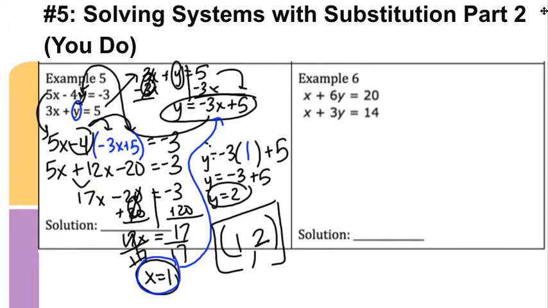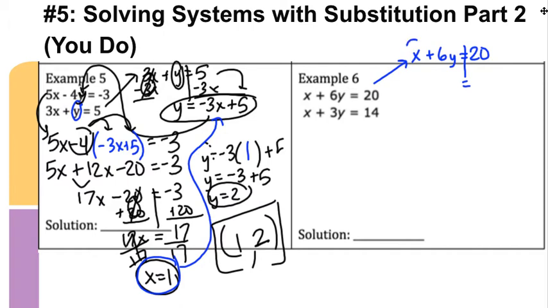Okay, example 6, this is another situation where I could try and get either of the equations to have x or y by itself. X plus 6y equals 20, I notice this x is almost by itself, and x plus 3y equals 14, I notice this x is almost by itself. Either way, we'll end up with the same thing. I'm just going to choose the top one. So x plus 6y equals 20.